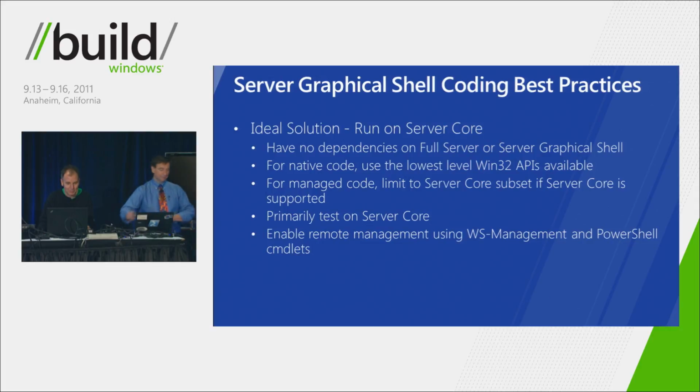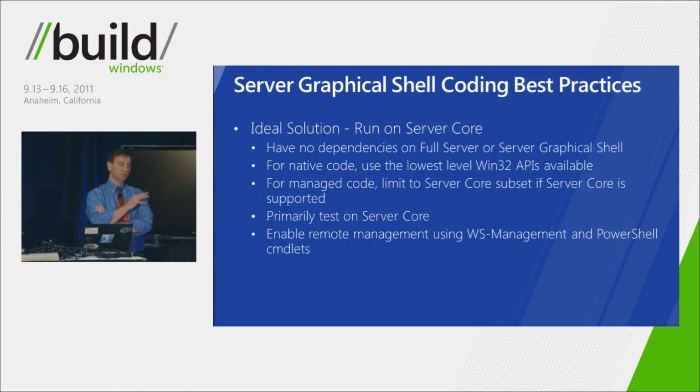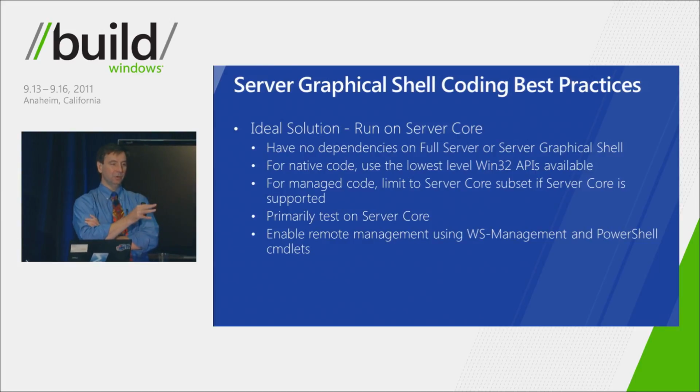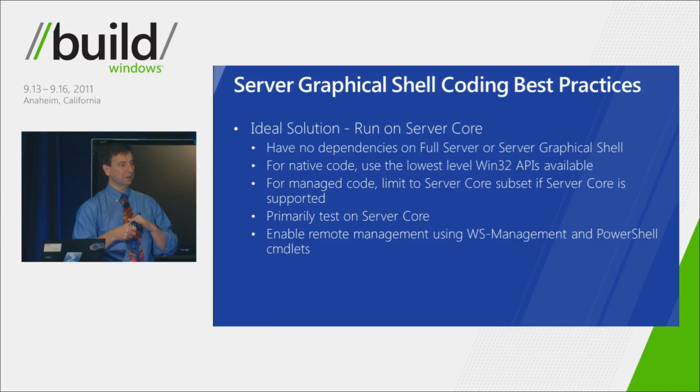Okay, so here are the series of best practices for dealing with this. The ideal solution, of course, is to run just on server core, right? Have no dependencies on full server or graphical shell. If you run native code, use the lowest level of Win32 APIs available. If you manage code, then you limit that to the set of APIs that are supported on server core, and then modify your test environment so that you're always testing and running on server core. And then for your remote management, really the goal there is to support PowerShell and or WMI.